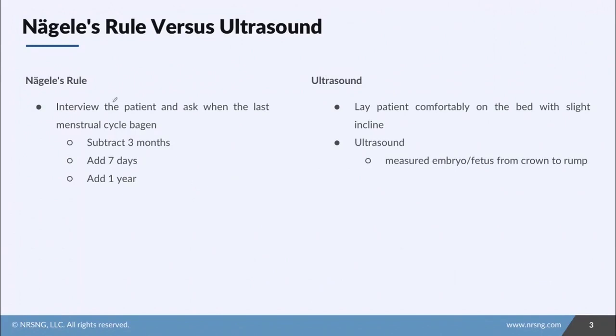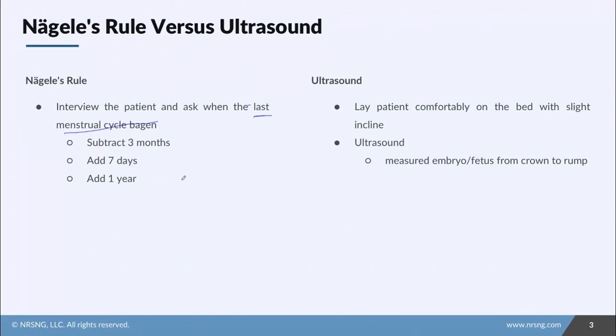So let's compare the two ways, Nagel's rule and the ultrasound, to find out the gestational age, just to see the breakdown. For Nagel's rule, we have to interview the patient and ask when that last menstrual cycle began. We have to subtract 3 months, add 7 days, and add a year. And that is going to give us an idea for gestation.